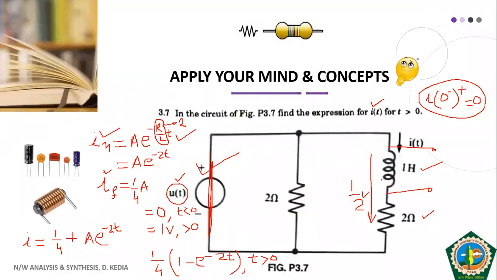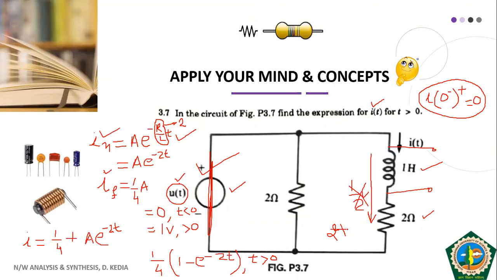So dear students, we made one small mistake in the solution of the numerical. This is our voltage source. So these 2 ohm and 2 ohm resistances are in parallel, so obviously the voltage across these two will be the same. So the voltage across this 2 ohm resistance will not be 1 by 2 volt.